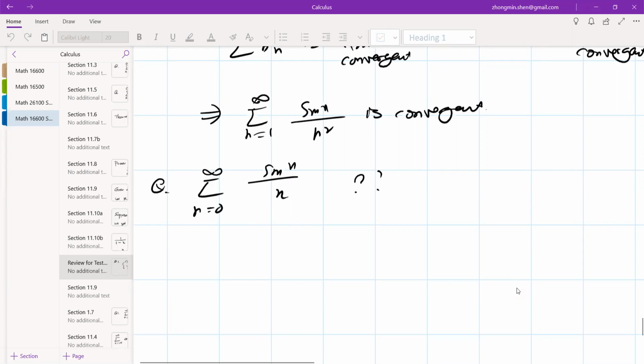Then we have the so-called nth term test, which is only used to prove the divergence of a series, because it says that if it's convergent, then the nth term approaches 0. The next one is the integral test, which also gives us information about the p-series, when it's convergent, when it's divergent. Then after that, we learned the comparison test and the limit comparison test. Then the alternating series test. Then the ratio test, the root test. That's it.